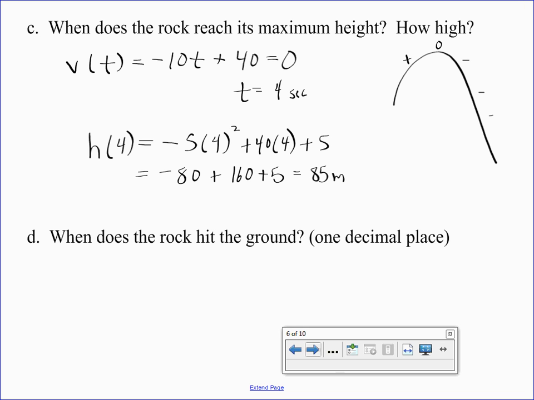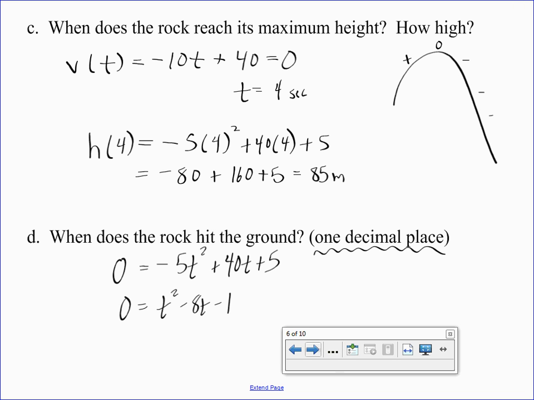Now to find when this rock hits the ground, we're going to need to find the time when the height is 0. Not replacing the time with 0, but making the actual height 0. So if I make the height 0 and I make it equal to our original expression for height, if I divide both sides by minus 5, I don't know any numbers that multiply to minus 1 and add to negative 8. In order to solve this, you're going to have to use the quadratic formula and then round your answer to 1 decimal place. So the quadratic formula is still up on the board there for you to use to do that type of question.